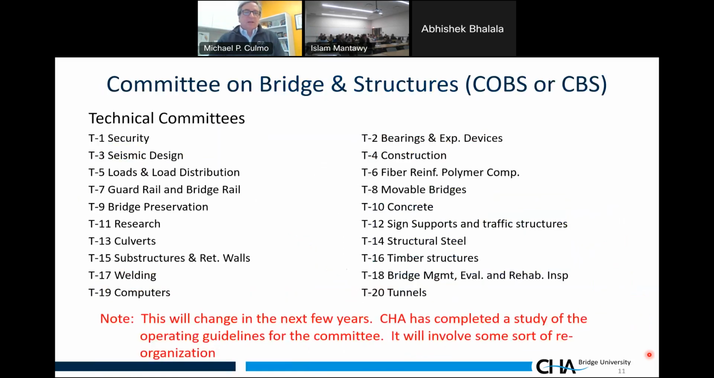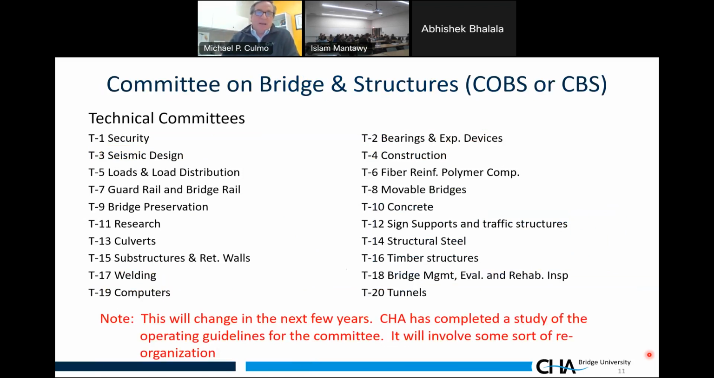So a little bit about the structure of the Committee on Bridges and Structures, which used to be called the Subcommittee on Bridges and Structures. It was SCOBS. A couple of years ago, they changed it to just the Committee on Bridges and Structures, COBS or CBS. For about 5 years now, they've been using both acronyms. For the most part, we're settling in on COBS, Committee on Bridges and Structures.